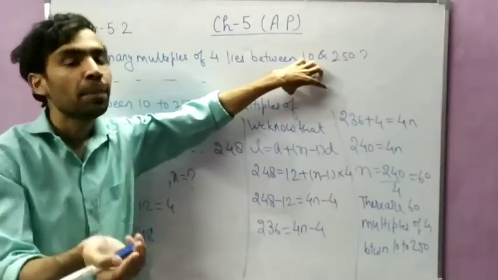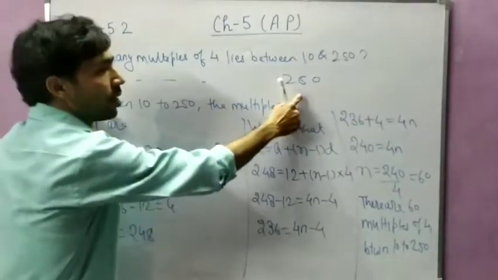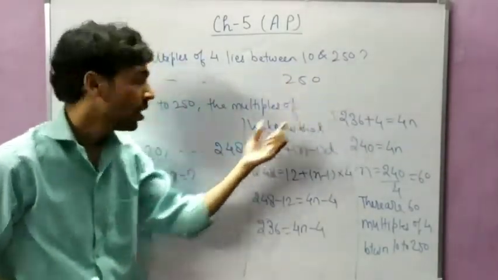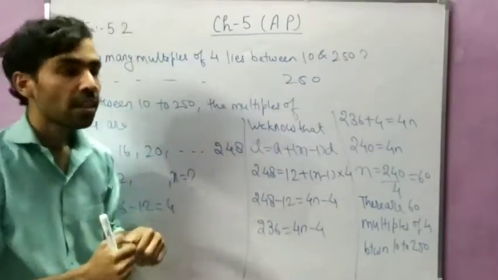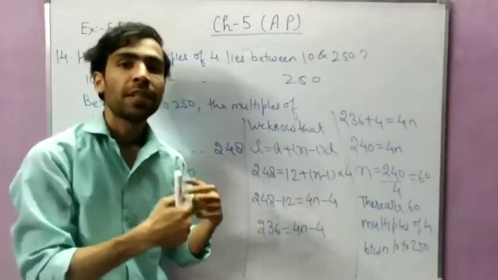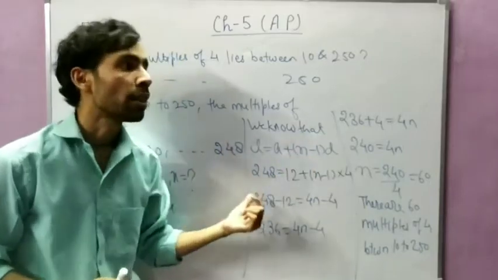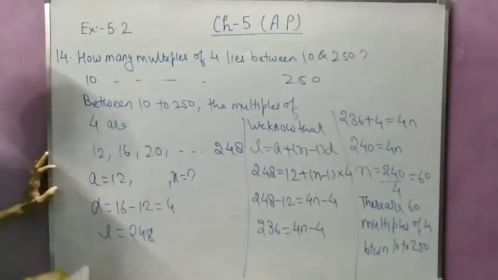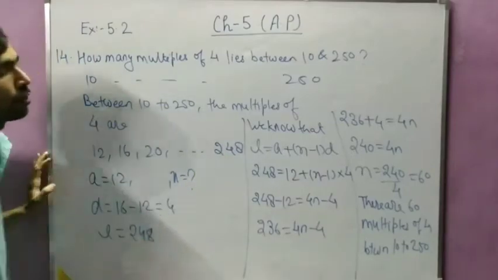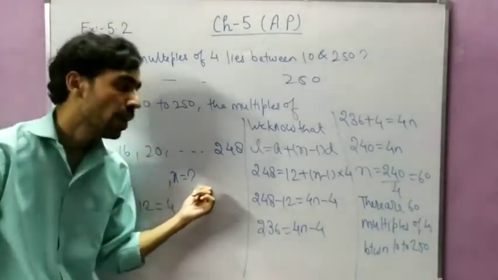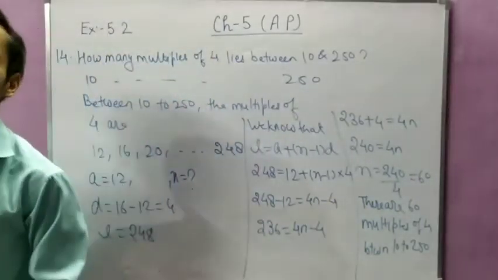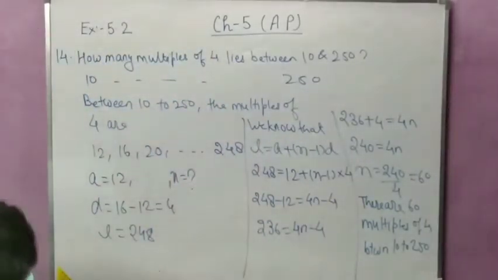We cannot add it because we have to stay within 10 to 250, so we will subtract. When 2 is subtracted from 250, 248 comes. It means that the last multiple of 4 between 10 and 250 is 248. Now after solving, the common difference comes 4. First term is 12, last term is 248. So we can calculate the number of terms, n. So n comes 60. So there are 60 multiples of 4 between 10 and 250.